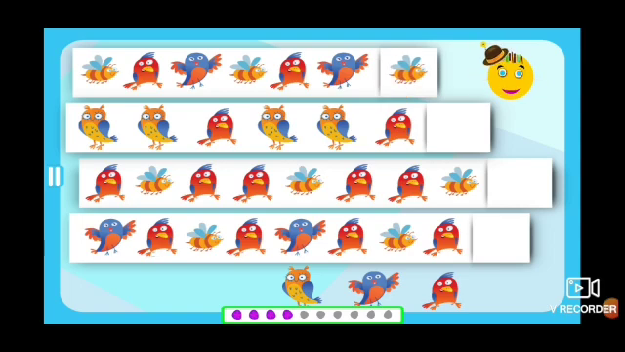two owl, one red bird. Two owl, one red bird. So it should come next two owls. So one space is given, so we will paste only one owl.